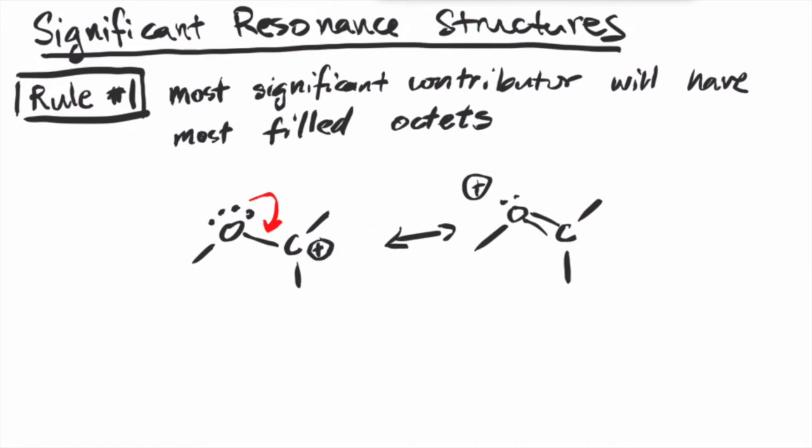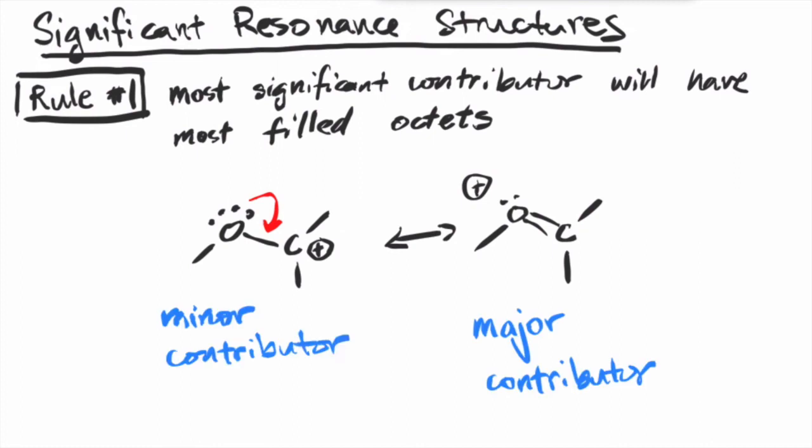The first structure that we drew has a carbocation, so it lacks an octet. In the second structure that we drew, all the atoms have a filled octet, so that will be our major contributor. Anytime you are comparing two resonance structures and one lacks the octet, then that one will be the minor contributor. Let's take a look at another example.